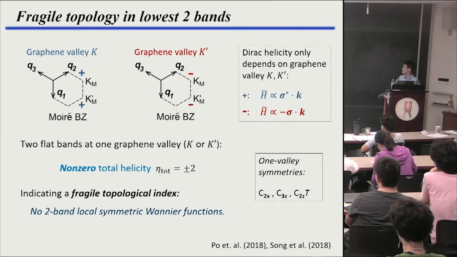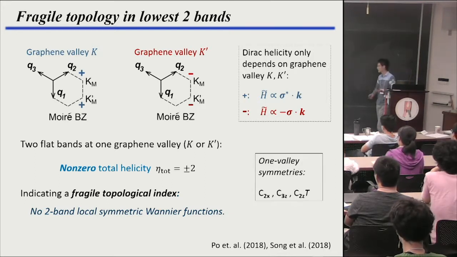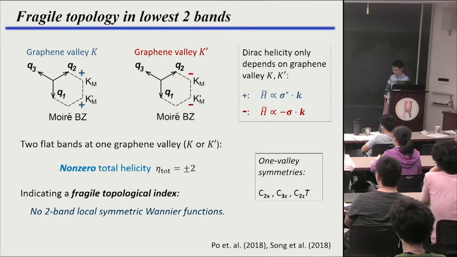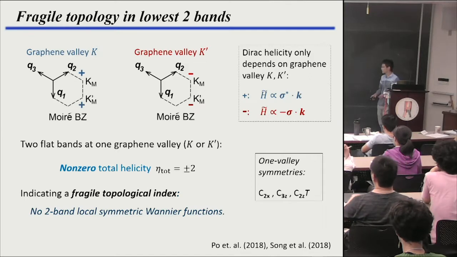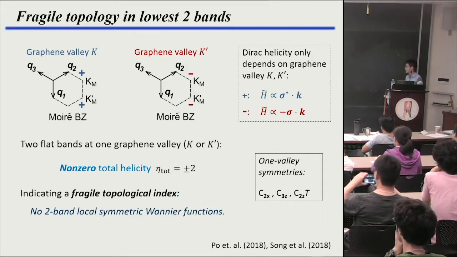So to recall, if you have a fragile topology, then that means you cannot trivialize the system into some local Wannier orbitals, and this also means you don't have local Wannier functions, and that means you don't have a local tight-binding model for the two bands.